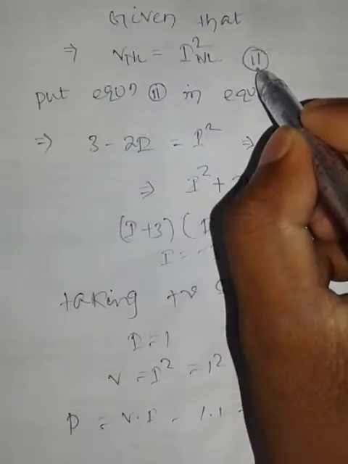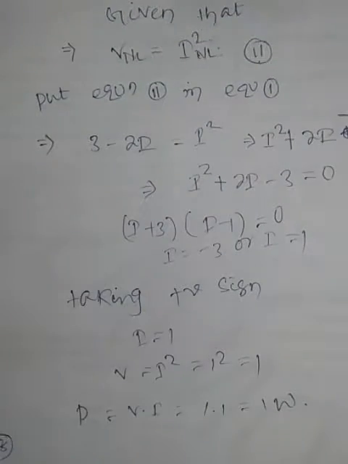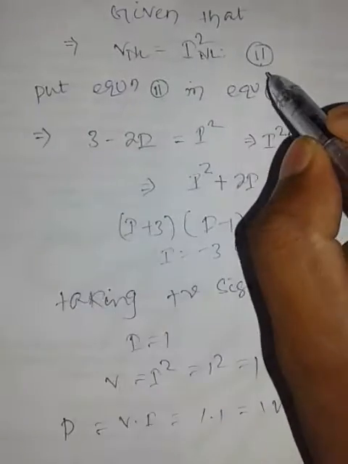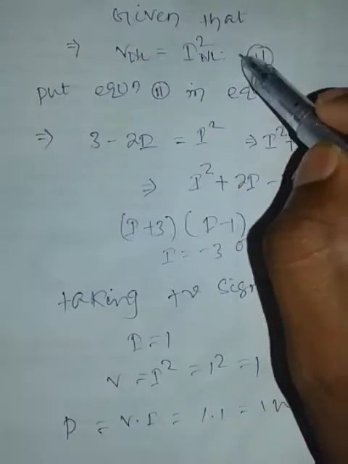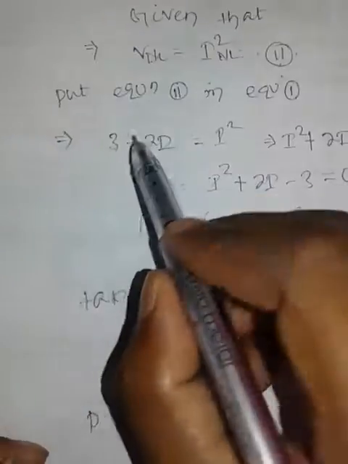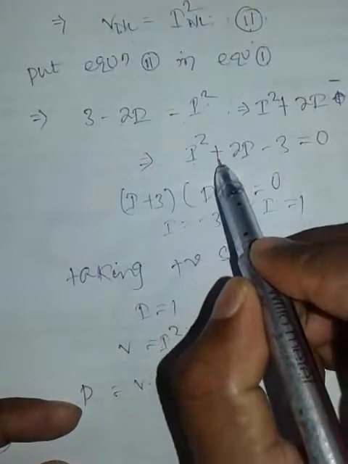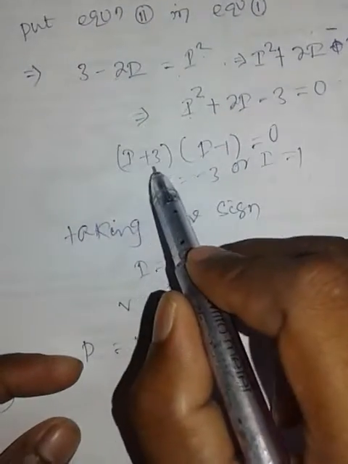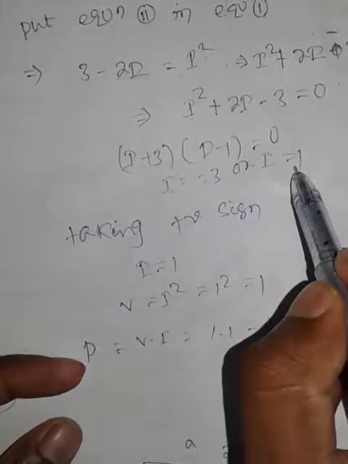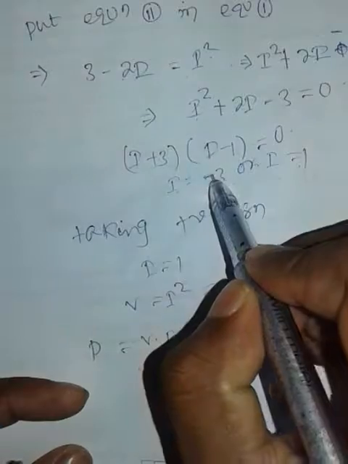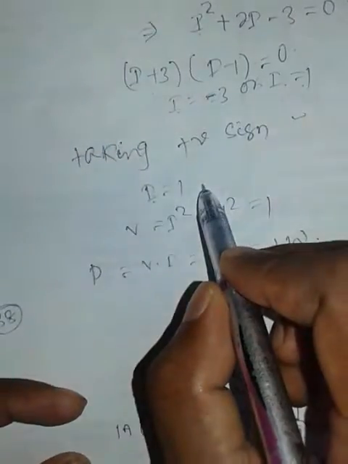But in the question they have given that V is equal to I square. So this is equation 2. So put equation 2 in equation 1, put the V value in equation 1. We are getting 3 minus 2I is equal to I square. So we will rewrite this equation as I square plus 2I minus 3 is equal to 0. So (I plus 3) into (I minus 1) is equal to 0, so I is equal to minus 3 or I is equal to 1. So we are getting I as minus 3 or 1. Take the positive one, so I is equal to 1.